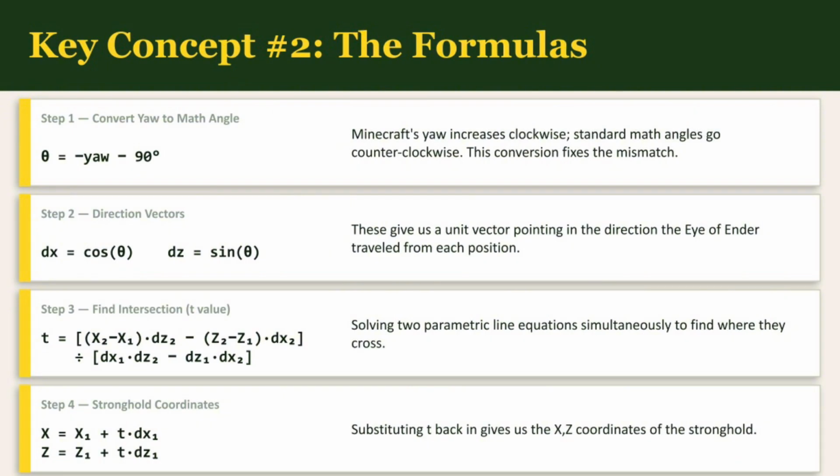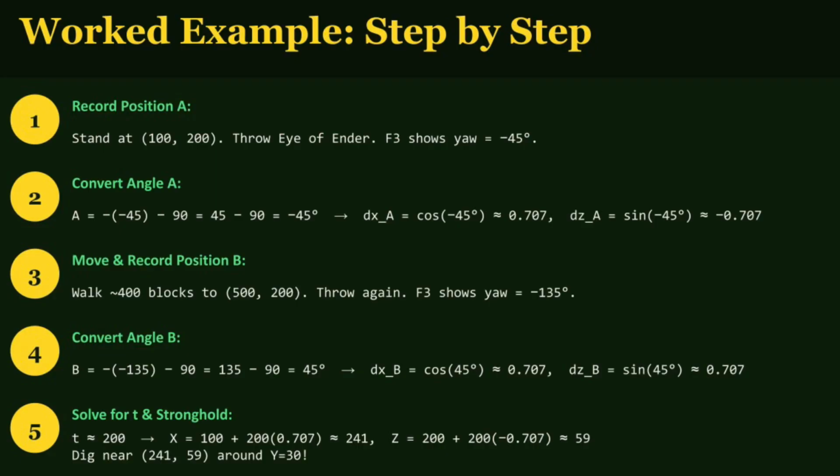Step 3, finding the intersection, or the t-value. This will solve two parametric line equations simultaneously to find where our lines will cross. Step 4, finding the stronghold coordinates, which is the whole goal of this project. This will substitute t back in to give us the XZ coordinates of the stronghold. Worked example step by step.